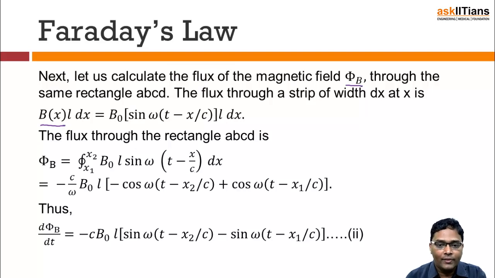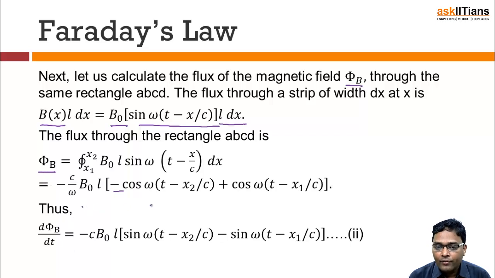As a result, we get B naught sin(omega t minus x by c), the general expression of the magnetic field, into L dx, and this is taking place along the z axis. So phi, the total flux, you are going to integrate from x1 to x2, the two extremes, that is point A to point B. If we integrate sin(omega t minus x by c), we get minus cos(omega t minus x2 by c) plus cos(omega t minus x1 by c). Rearranging this equation gives the flux.